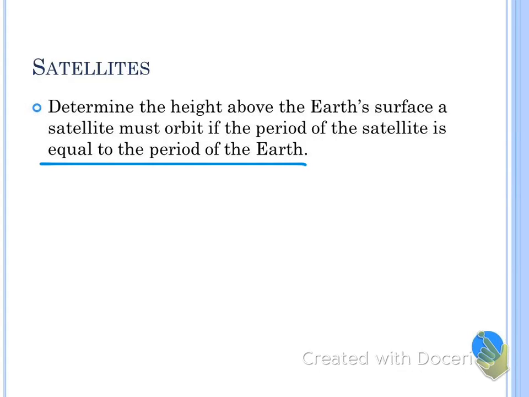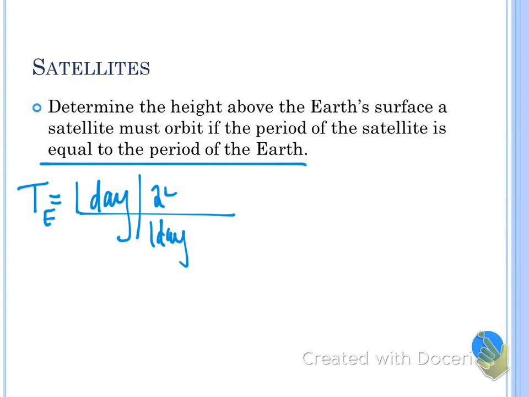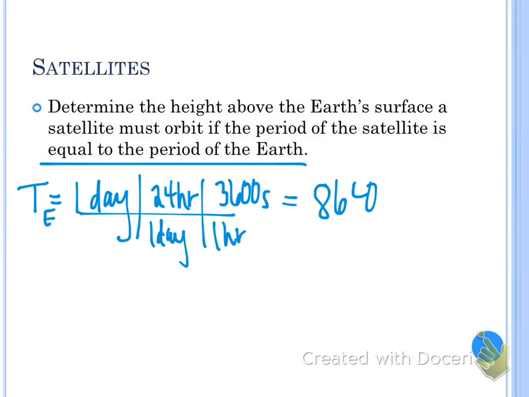And we know the period of the Earth on its axis is equal to 1 day. So the period of the Earth is 1 day. It makes one complete spin in 24 hours. But we want our period to be in seconds, so we need to take 1 day and convert it to seconds. We're going to just do a little t-chart here. 1 day equals 24 hours. 1 hour equals 3,600 seconds, which gives us a period of the Earth equal to 86,400 seconds. Which means that's also the period of the satellite, because it takes the satellite 1 day to complete its orbit around the Earth.